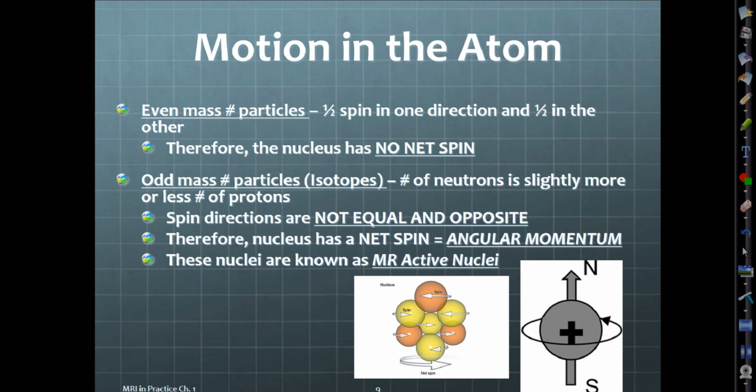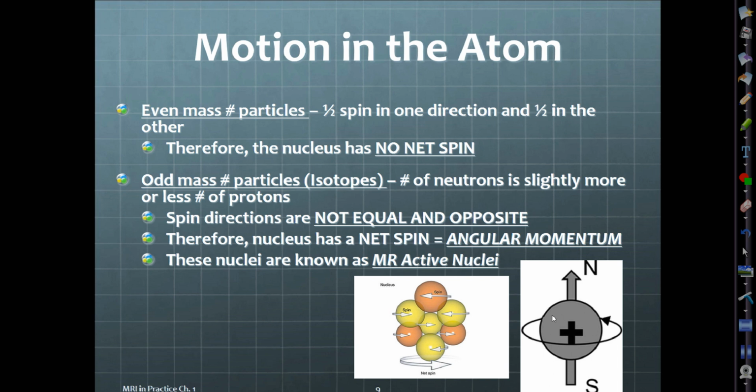And when you have net spin, these nuclei are known as MR active nuclei. MR active nuclei, because you have a positive charge that creates spin. And what happens when you have a charged particle in motion? What does that create around it? A magnetic field. Good. So we're starting to see how we're creating little bar magnets within our body, which are important for when we put our patient into a very strong magnet. So we're creating little bar magnets.